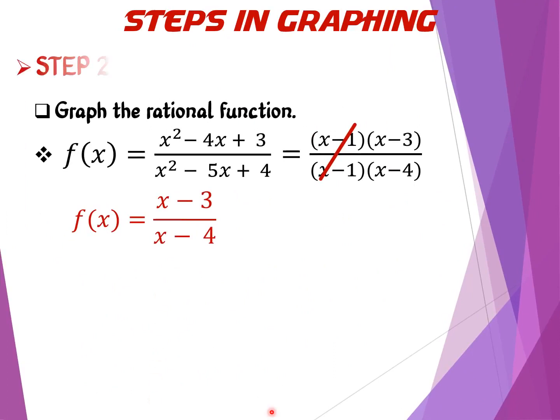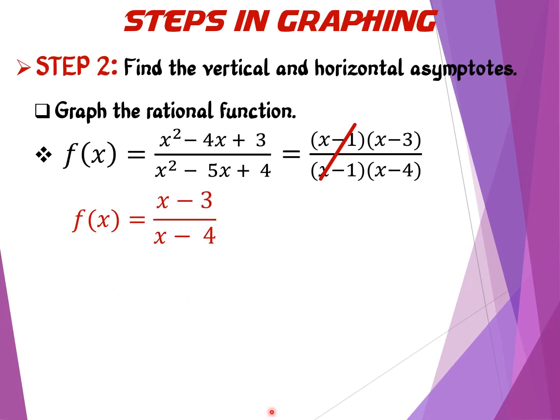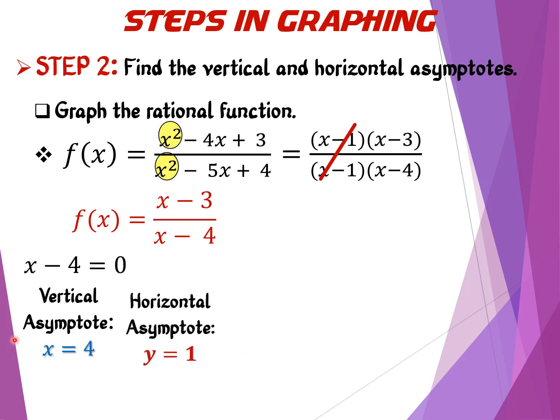So for step 2, we're going to find the vertical and the horizontal asymptotes. To find the vertical asymptote, all you have to do is equate the denominator to 0. So you will have x minus 4 is equal to 0. Therefore, x is equal to 4. So this is now your vertical asymptote. For the horizontal asymptote, we will be comparing the exponents of the numerator and the exponents of the denominator. Since they are equal, we will get the leading coefficients, the values of a and b. So here we will have 1 over 1. So your horizontal asymptote will be y is equal to 1.